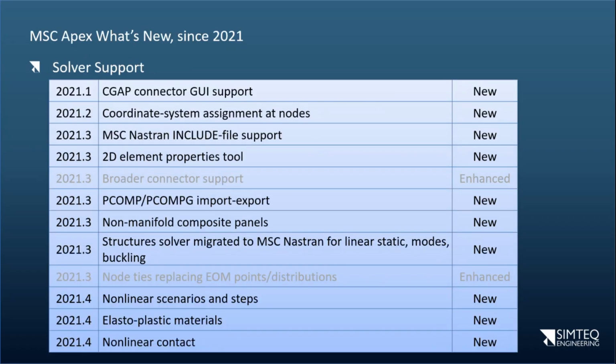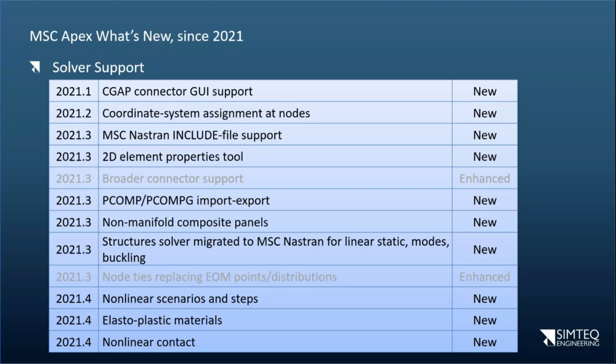Then on the solver support front, this is the category with the longest list of all. So let's see if we can run through this and still get to a few demonstrations. So it's the C-gap connector GUI support that was added in 21.1. Coordinate system assignment at nodes, MSC Nastran include file support, 2D element properties tools. Broader connection support was an enhancement. Then the PCOMPG import and export. Important for people using that.